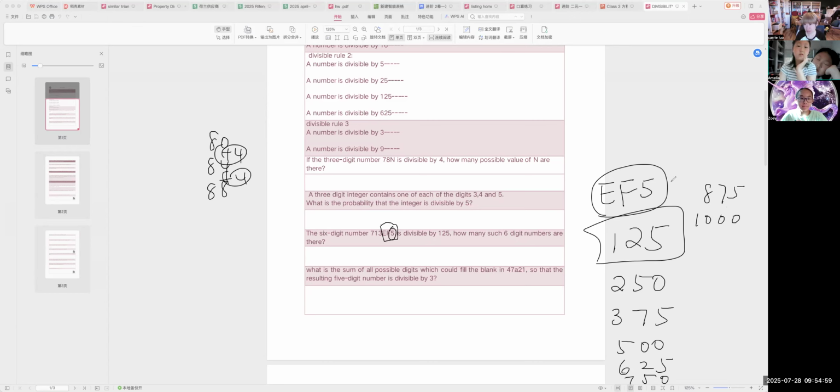But you can see the last digit must be 5, right? So this one, this one, this one, and this one. So how many of them are there? 4.